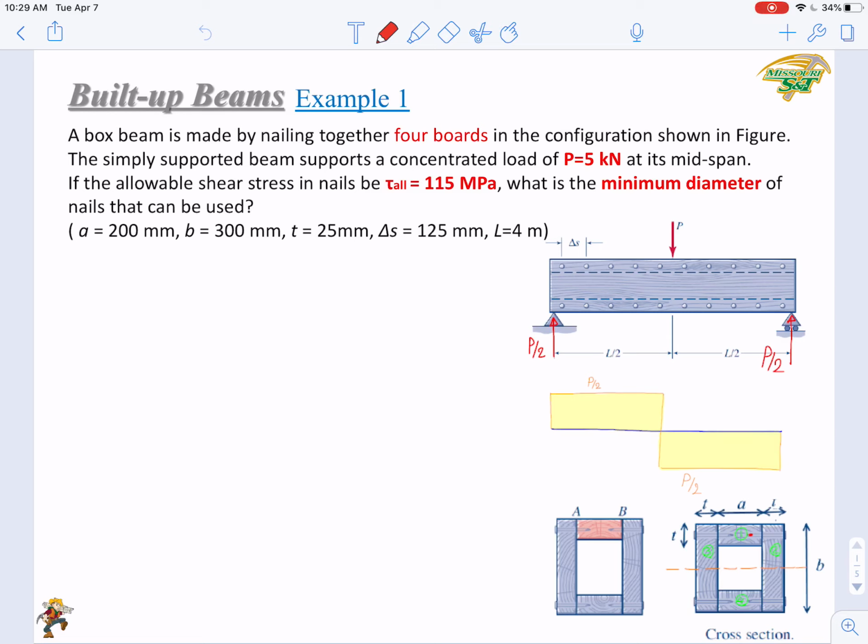In example 1, we will design a box beam. This beam is made by nailing together 4 boards in the configuration shown in this figure. The simply supported beam supports a concentrated load P at the mid-span. If the allowable shear stress in the nails is 115 MPa, what is the minimum diameter of the nails that can be used?